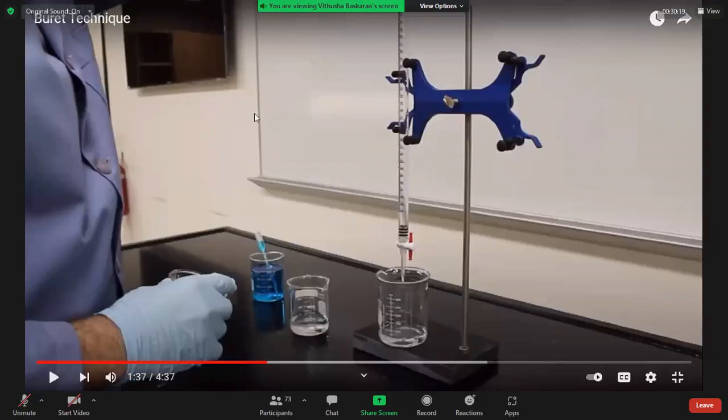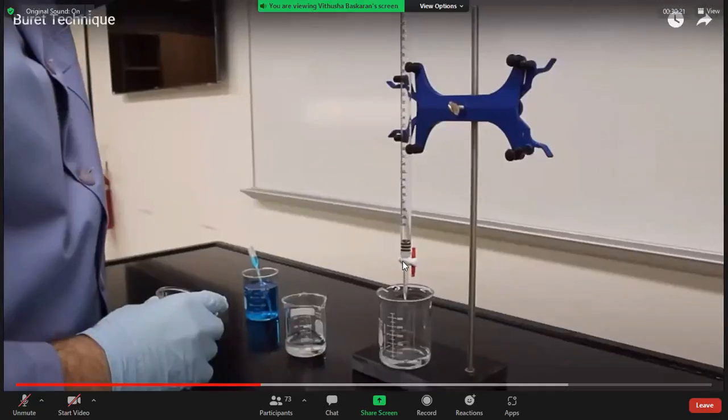So if the stopcock is in vertical position, does it mean opened or closed? Open. Okay, open. So during your cleaning process, you have to keep this in the open position, and while you are filling your liquid, you have to keep it in closed position. Okay.